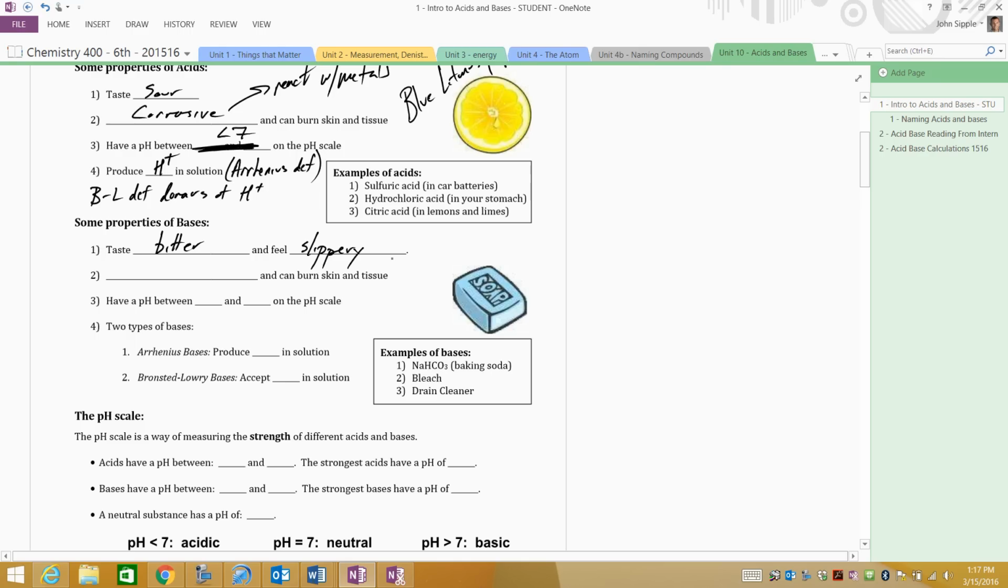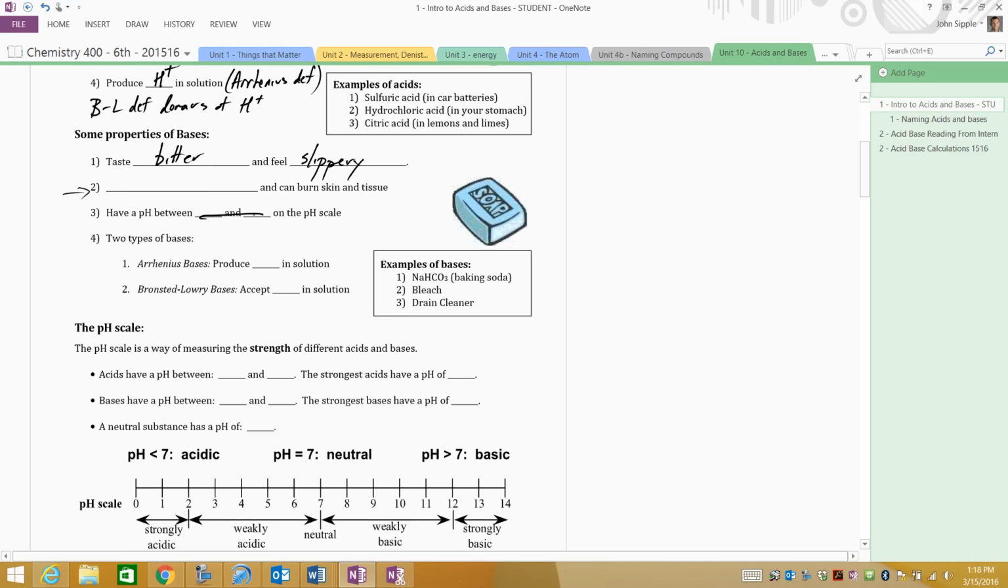Because the bases are used to make soap. The oils and fats, the grease that your skin naturally secretes to keep its wonderful glow, get dissolved a little bit and turned into soap by the base when it comes in contact with it. Okay. I'm not entirely sure where Mr. Weber's got that there, so I'm just going to keep on going.